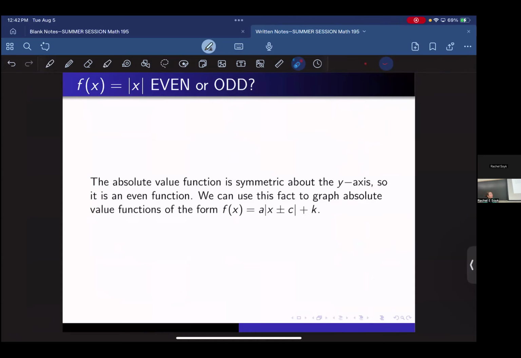And so now we're tying this into the whole even or odd from our previous section, stating, okay, is absolute value of x an even or an odd function? We have that it's symmetric about the y-axis, right? From our visual. It reflects across the y-axis perfectly, which means it is even.